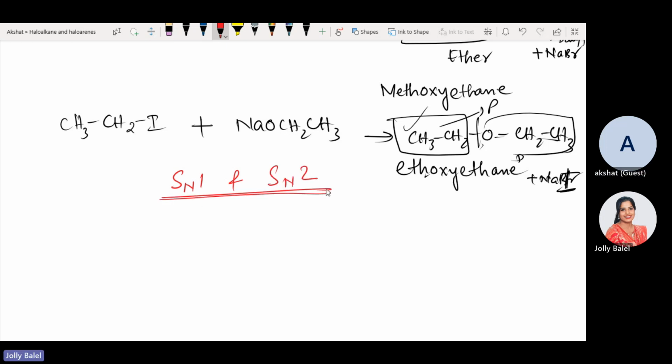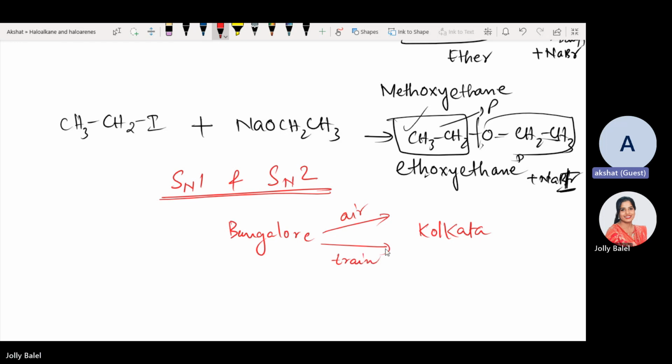Now, suppose you are staying in Bangalore, you are going to Kolkata. What are the options? How can you go? You can go by air, you can go by train, by land. But you cannot go by sea. There is no option to go to Kolkata by sea. So if these are the two options, ultimately you will reach Kolkata, right?